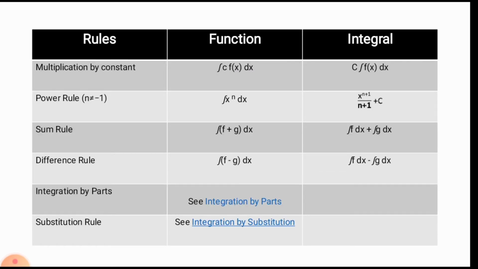We also have here a table of the rules, the function, and the integral. We have the multiplication by constant, in which the function is the integral of c f of x dx, and the integral is c times the integral of f of x dx. If you look at the table, the function and integral show similarities, but they should be different. The second one is the power rule, in which n is not equal to -1.